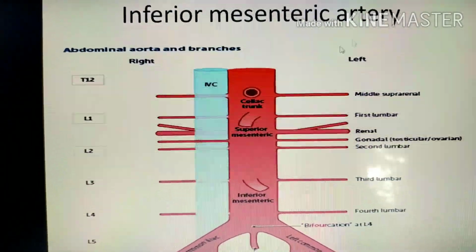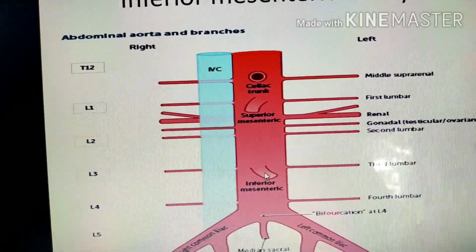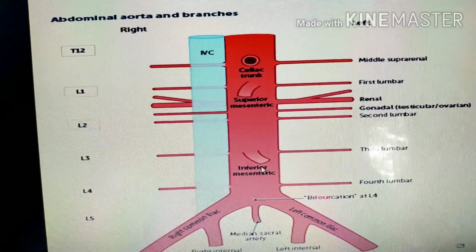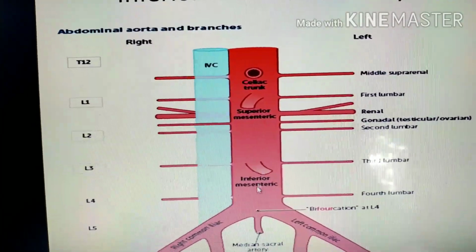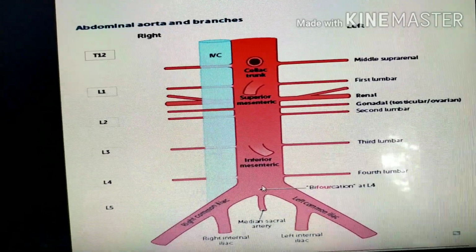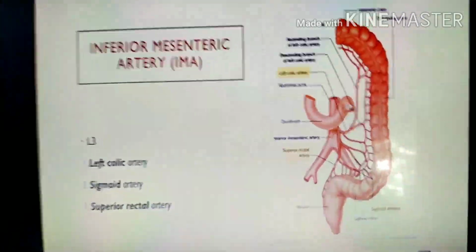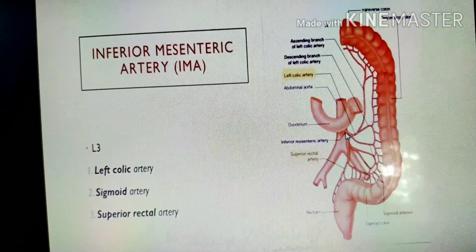Now coming to the inferior mesenteric artery. Now inferior mesenteric artery arises from the ventral aspect of the abdominal aorta at the level of L3 lumbar vertebrae, 3 to 4 cm above the bifurcation of the abdominal aorta. Now here in this image you can see this one is an inferior mesenteric artery.